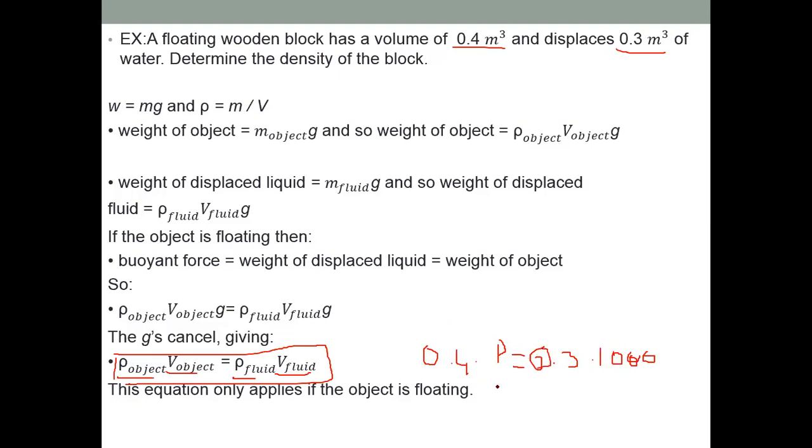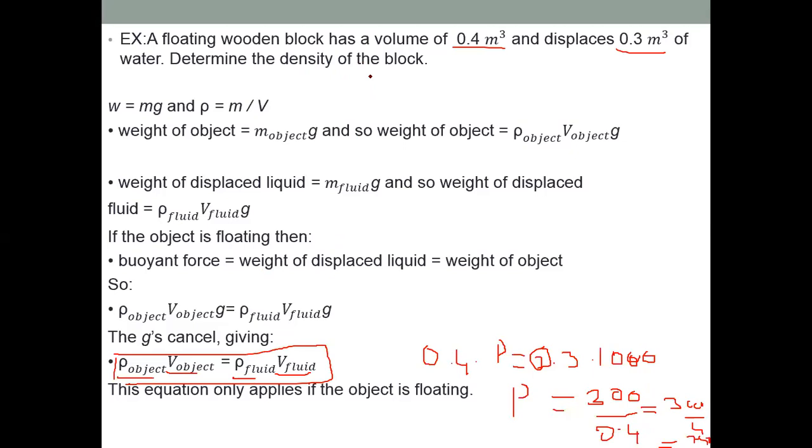When you do this, you are going to find 300 over 0.4. You can multiply the numerator and denominator by 10, so it is going to be 3000 over 4. That is going to be 750 kilogram per meter cube. So the wooden block has a density of 750 kilogram per meter cube.